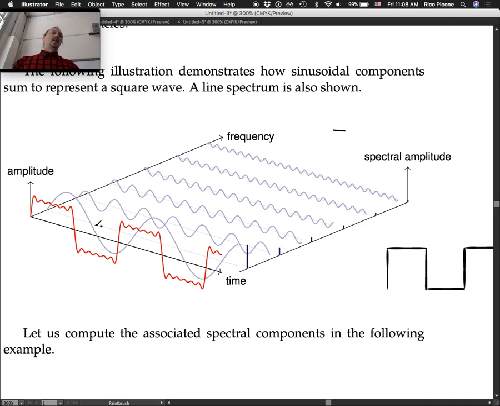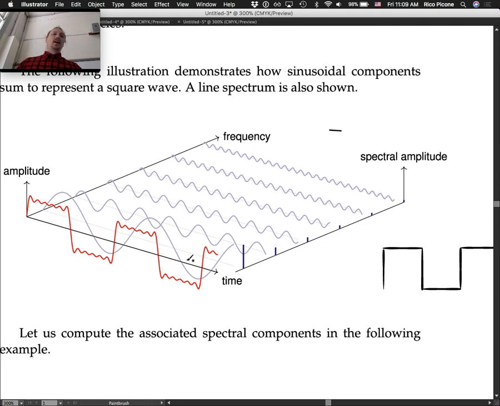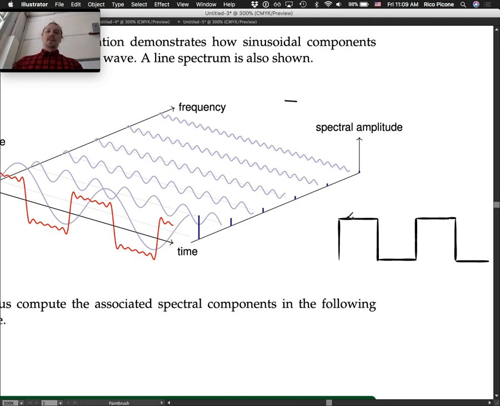Each of these components corresponds to a frequency. The lowest frequency is the fundamental frequency, right? That was what we called it. And the fundamental frequency is the same as the frequency of the original function. So the frequency of this square wave, the angular frequency, if we want to be precise about it, is 2 pi over T, where T is this length. Omega 1 is the frequency corresponding to that interval of time.